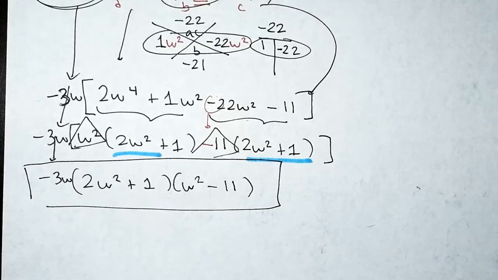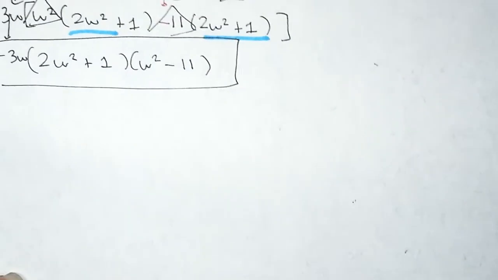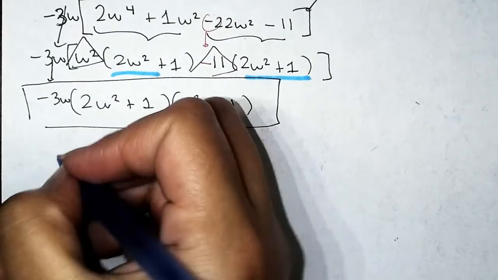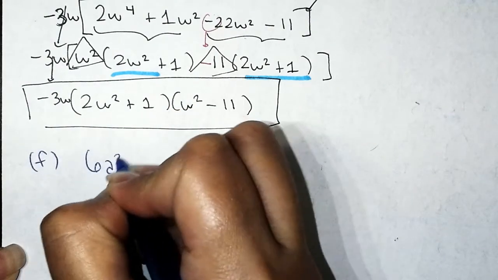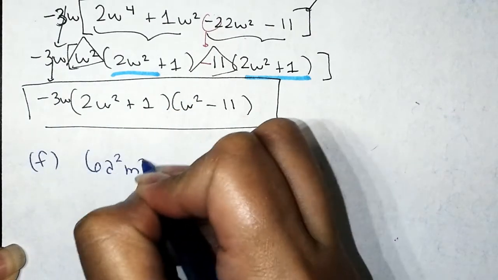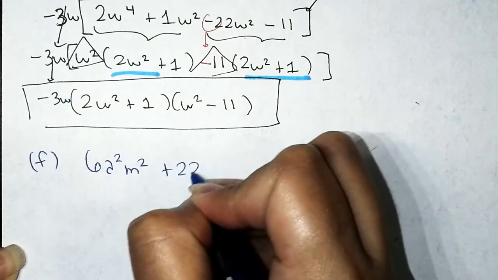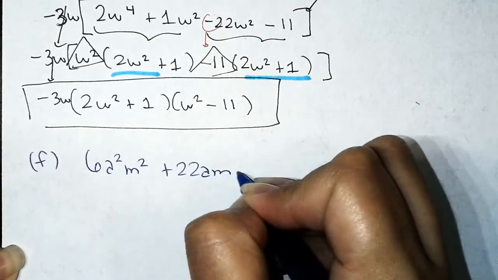Okay, so how many was that? I forget, but I know we're doing a total of 7. Okay, and I have 2 more problems on my paper, so I guess we haven't quite reached 7. Okay, letter F. We have 6a squared m squared plus 22am minus 84.